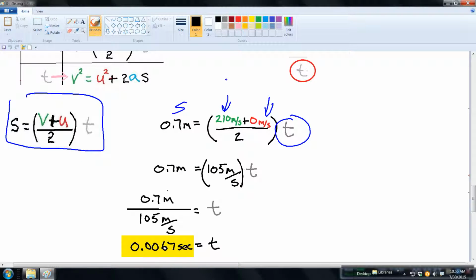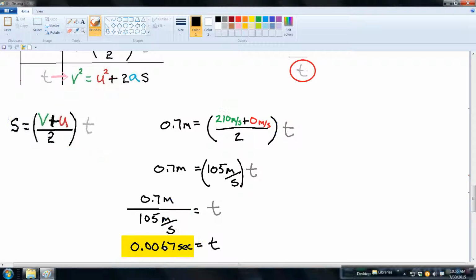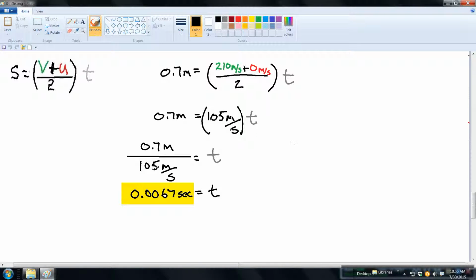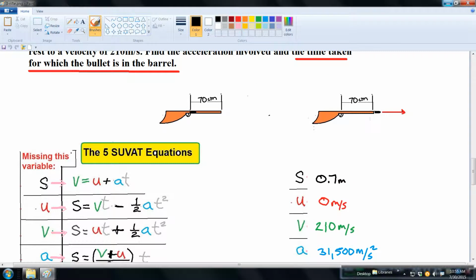And we've got s, we've got final velocity, we've got u, and we algebraically manipulate things around. So we have meters over meters per second, and the meters cancel and the seconds goes on top. And as you can see, even though we had a tremendous acceleration, 31,000 plus meters per second squared, it's only a very, very short period of time that the bullet is under that acceleration. So that's why this is a fairly low velocity rifle of only about 400 plus miles an hour. Okay, so let's go on to the next problem here.